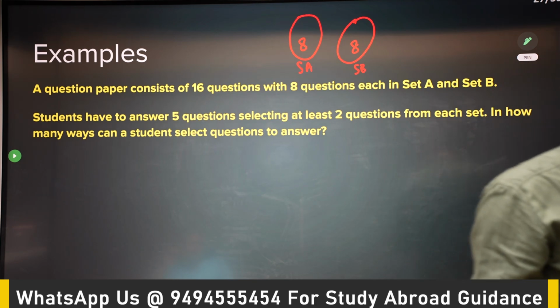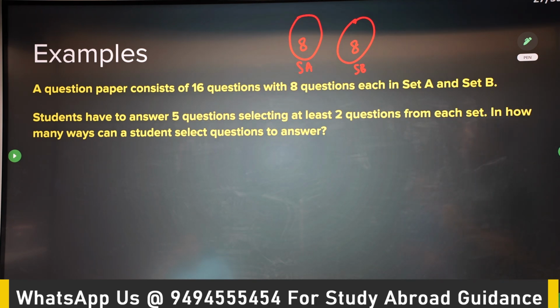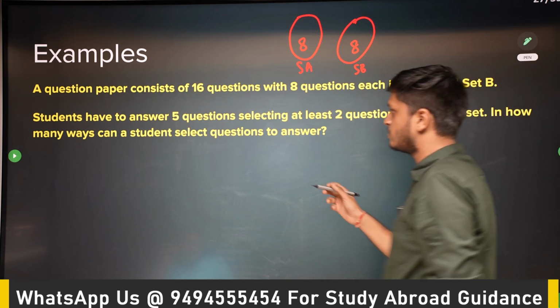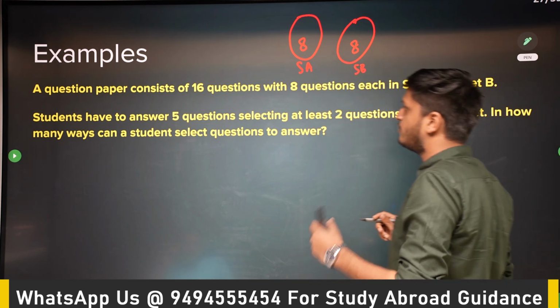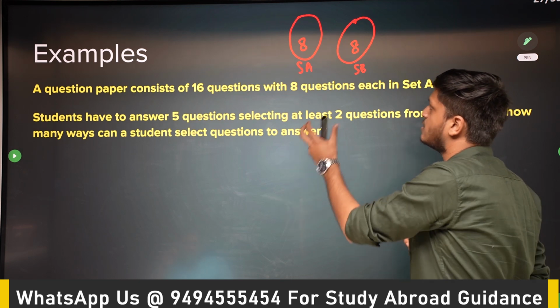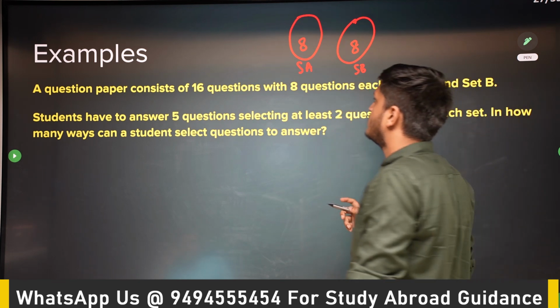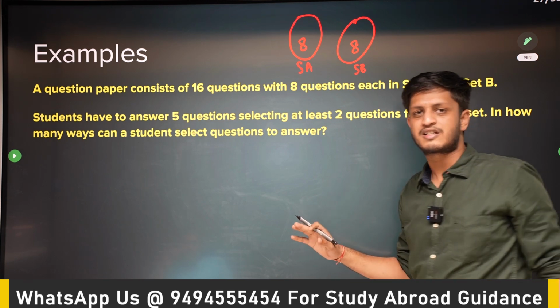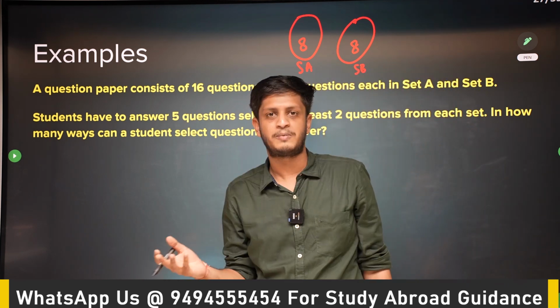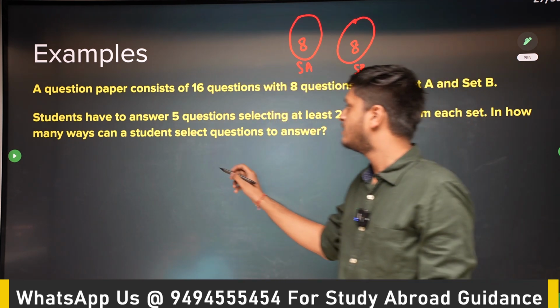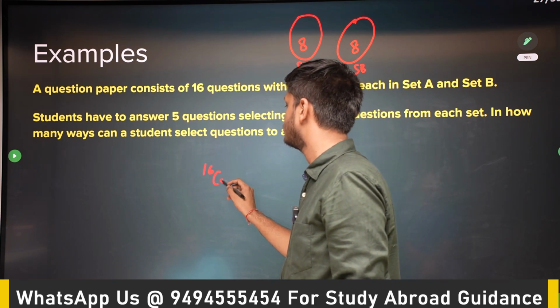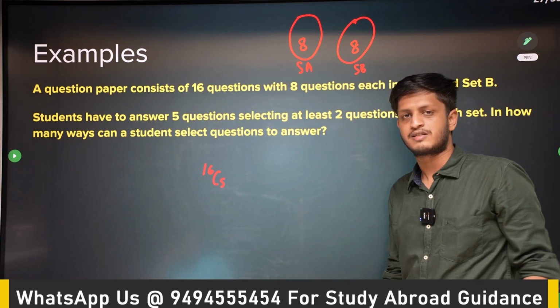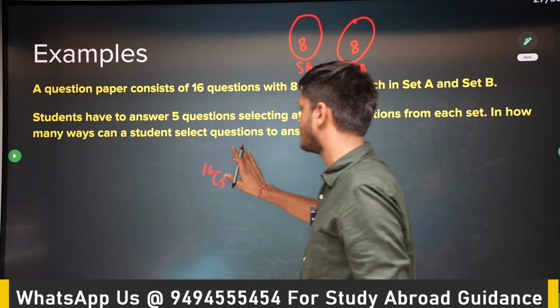Okay, so I'll give you a chance: just pause the video and try to solve it on your own. Cool, I'll solve it. So basically you have to select 5 questions out of these 16 questions. If there had been no such restriction, the number of ways would have been 16C5. Selecting 5 questions out of 16 questions, right? But this is not the case here.